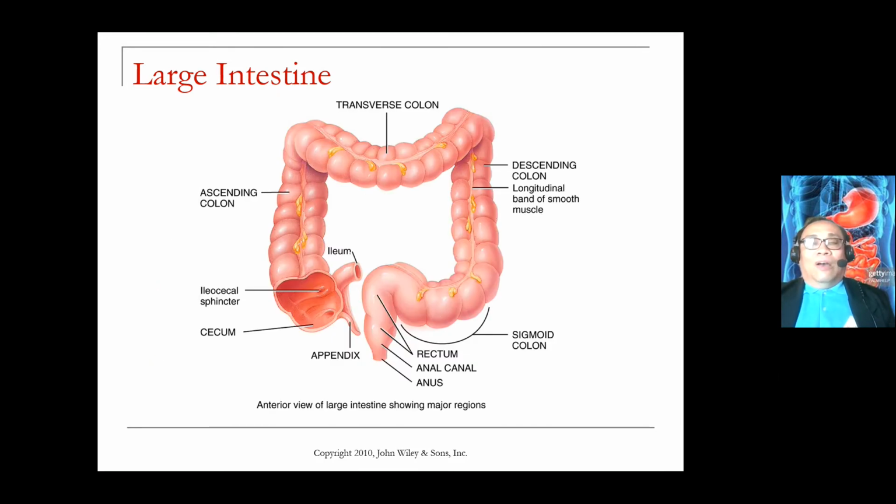Okay, and this is how the large intestine looks like. So it all begins here. Kumbaga, papasok from the small intestine, okay, ascending colon, transverse, descending, sigmoid, rectum, and the anus.